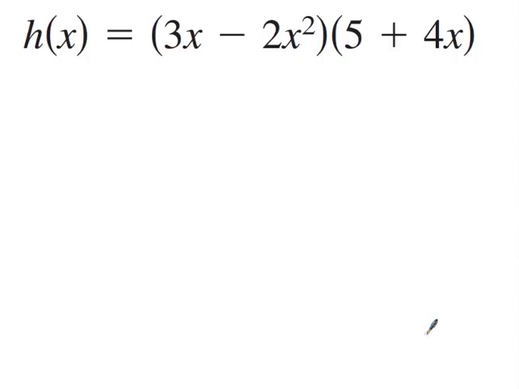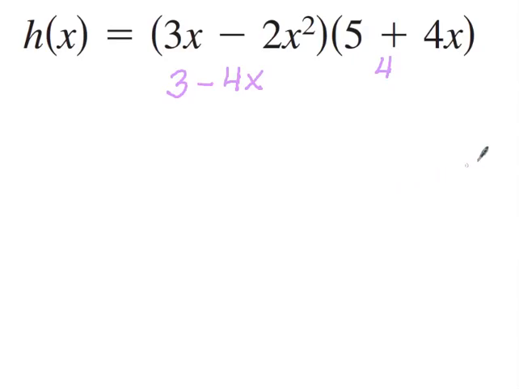Now what I'm going to do is leave these two up here. And then I want you to find the derivative of each of the parentheses below that set of parentheses. So basically you should have a 2 by 2 thing, 2 rows and 2 columns. So what's the derivative of 3x minus 2x squared? What's the derivative of 5 plus 4x?